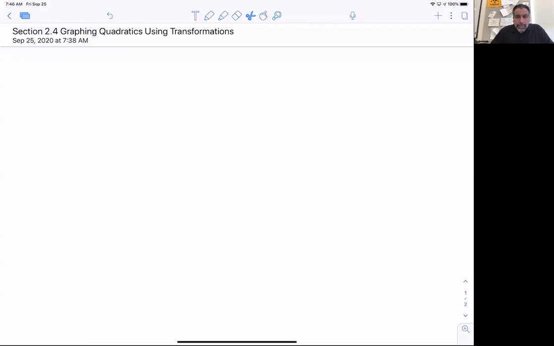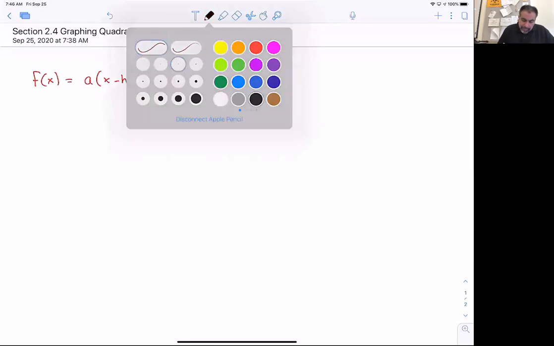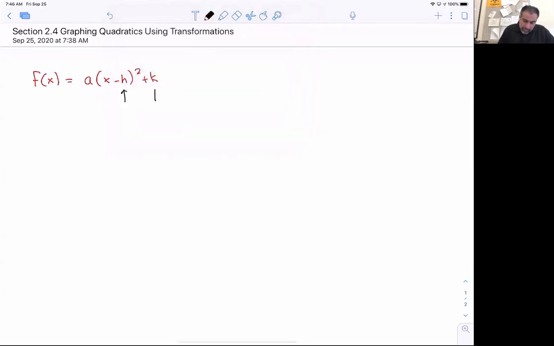Today, we're going to be looking at section 2.4, graphing quadratics using transformations. Now, the way this section works is you need to remember that we talked about the parabola form that we like to find the vertex from: f of x equals a times (x minus h) quantity squared, plus k. And the way we get this is by completing the square. The big advantage of this form is that we are given the vertex automatically. When we write it like this, we know what h, k is, and that is kind of the most important point on the parabola.